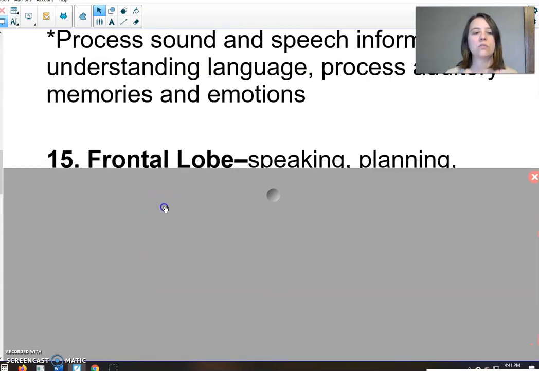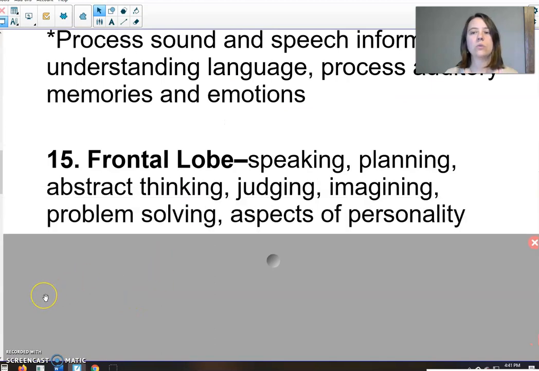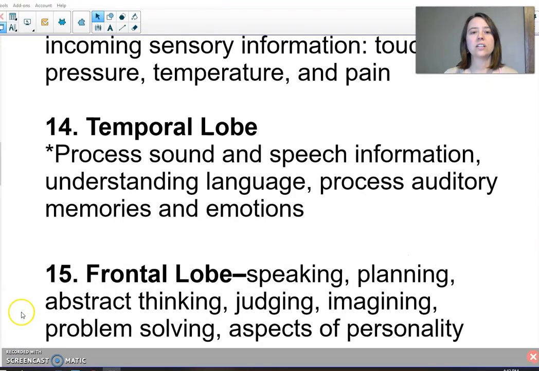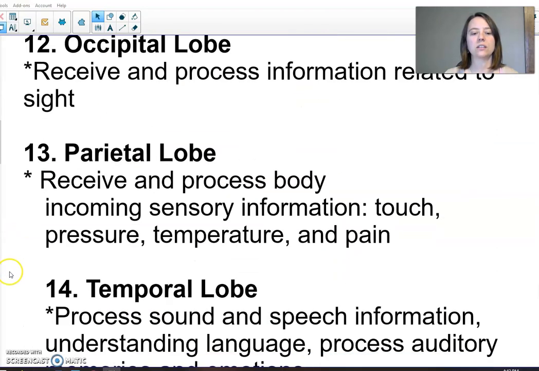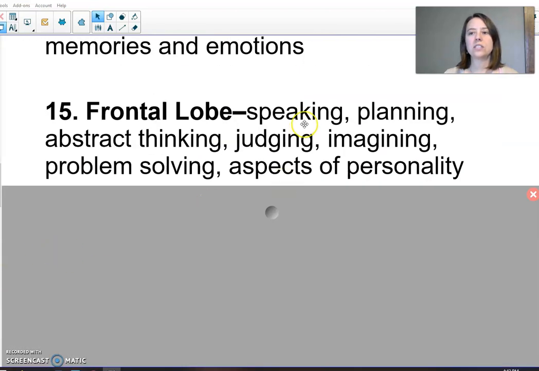And then coming down, our fourth one is the frontal lobe, which is involved in speaking, planning, abstract thinking, judging, imagining, problem solving, and many aspects of your personality. So this is involved in a lot. We'll take a look at it, and it is the front part, hence the name frontal lobe of your cerebral cortex. So again, it's involved in speaking. So right now I am speaking to you and my frontal lobe is involved. And planning. So when I'm planning what I'm going to be saying about the frontal lobe is involved.